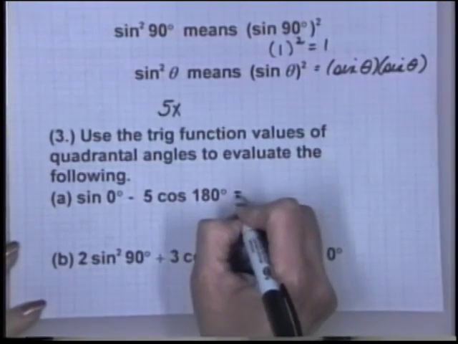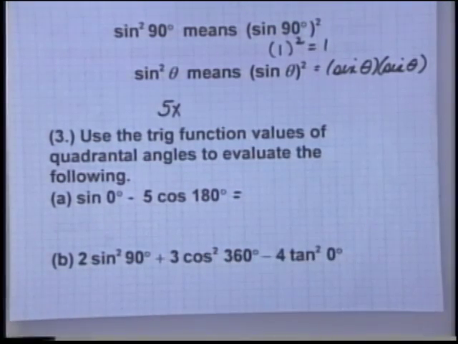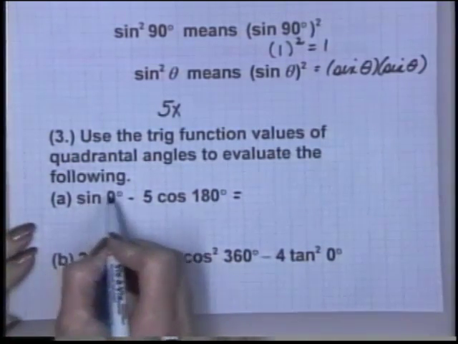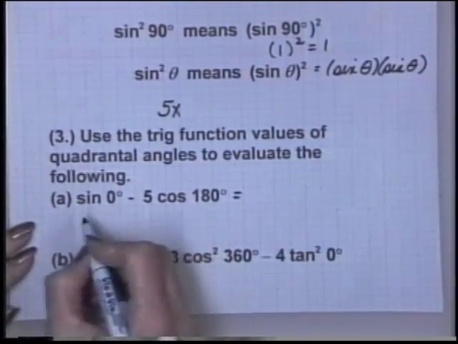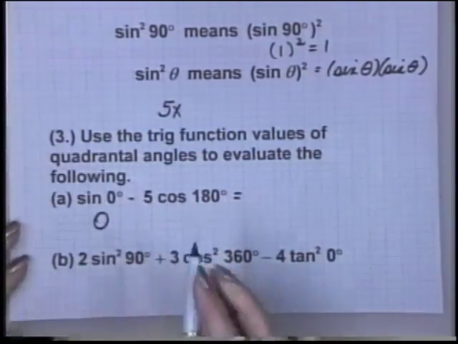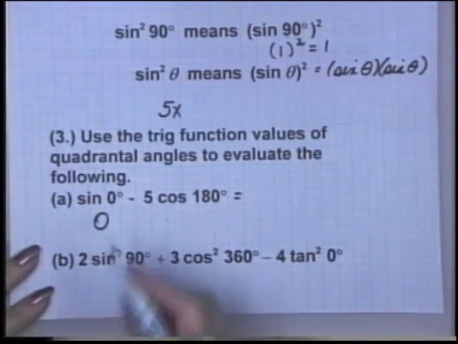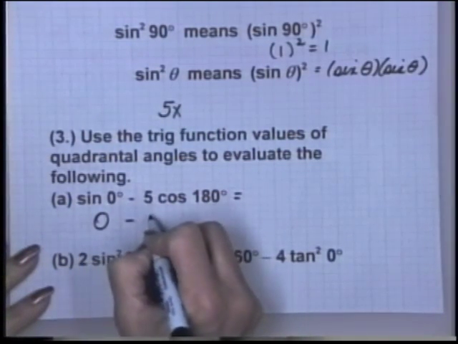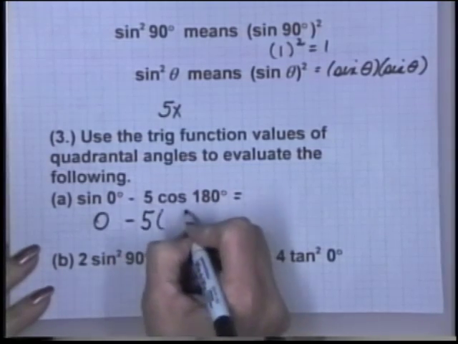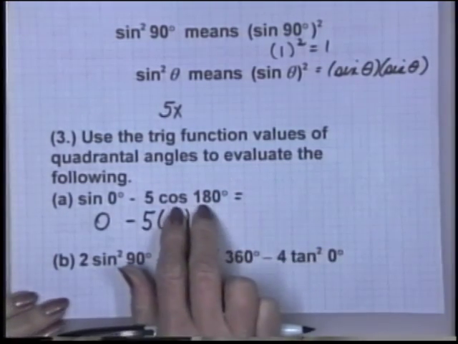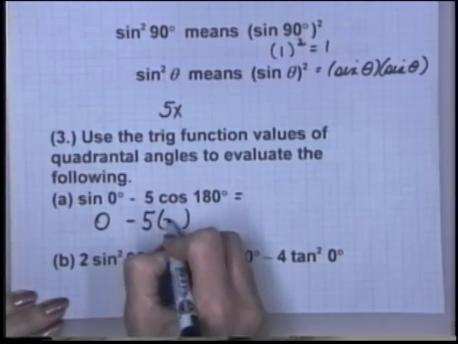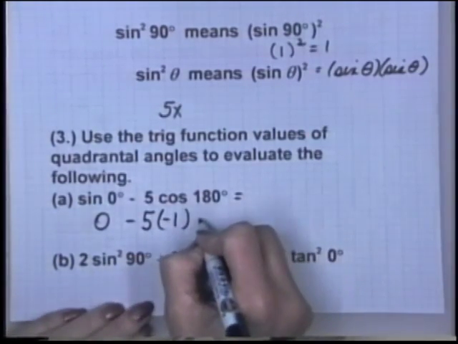So what we'll do with these problems is we'll go through and figure out the function values, and then we'll use order of operation. So the sine of 0 degrees is 0, the number 0. So we'll replace this expression, sine of 0 degrees, with 0. Then we have minus 5 times. We're going to multiply that 5 by the cosine of 180 degrees, which is negative 1.